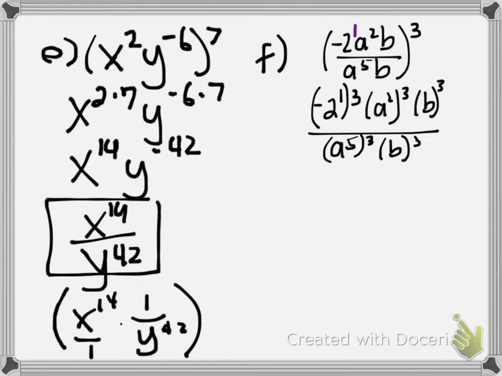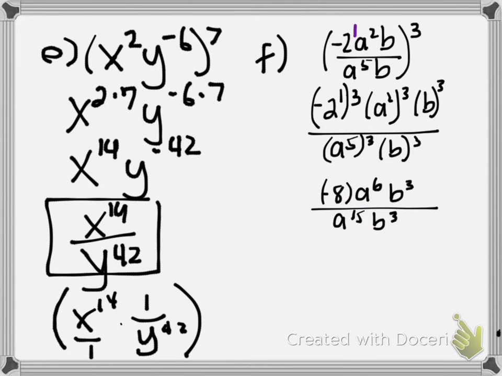And if you go ahead and simplify every single one, you get negative 8 times a to the 6th times b to the third, over a to the 15th and b to the third. So you can go ahead and use the quotient of powers rule and take the top exponent minus the bottom exponent. And likewise with this one as well, take the top exponent minus the bottom exponent, because these 2 bases are the same and these 2 bases are the same.